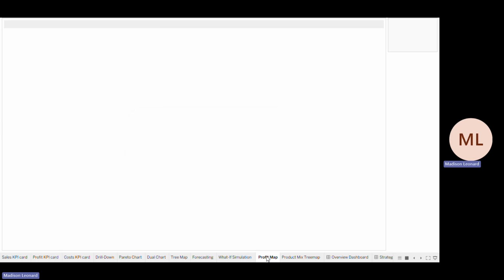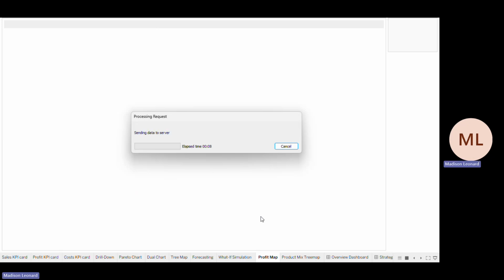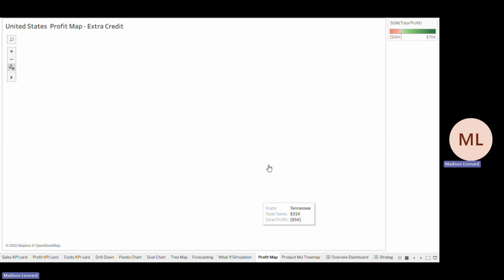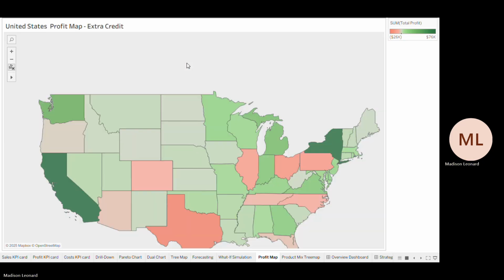So here is my profit map. Just going to let it load. This shows what states are the most profitable and have the most sales when you hover over. But this map really just focuses on profit.